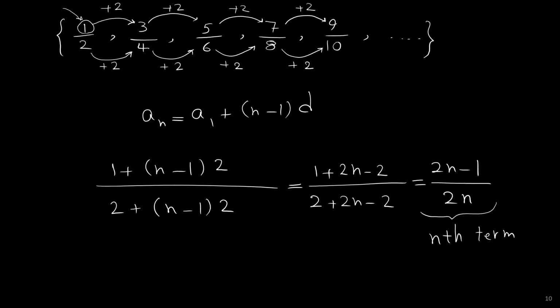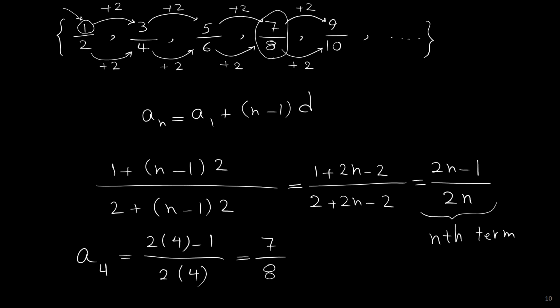For example, to check that this formula is correct, let's find the fourth term of this sequence. If we plug in 4, we get 2 times 4 minus 1 all over 2 times 4. 2 times 4 is 8, 8 minus 1 is 7, 2 times 4 is 8. So we can see that the fourth term of this sequence is also 7 over 8.